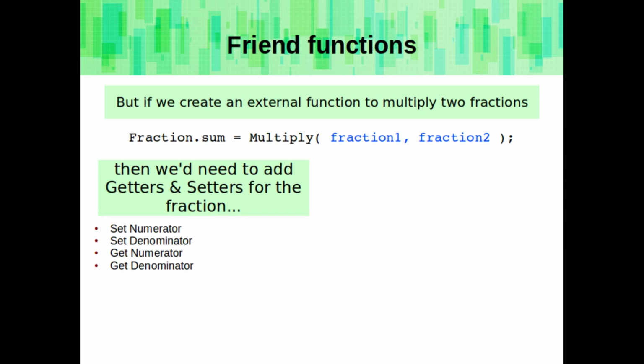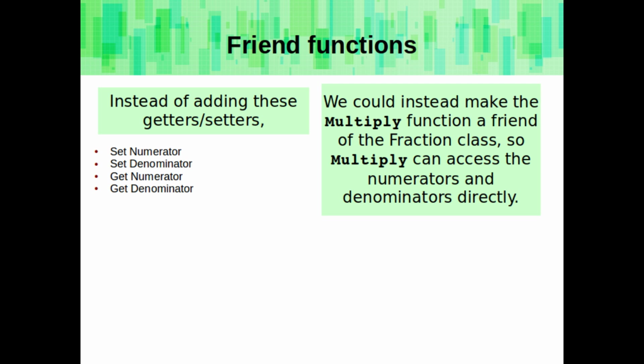If we're creating an external function to multiply two fractions, we would then also have to create getters and setters for numerators and denominators. So instead of having to write these getters and setters, we could instead make the multiply function a friend of the fraction class so that multiply can access the numerators and denominators directly.